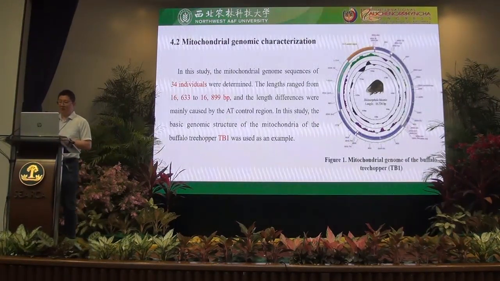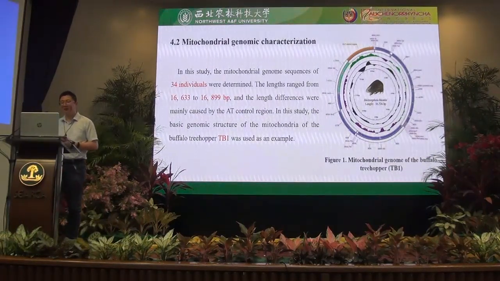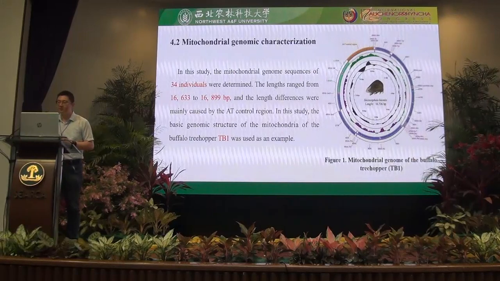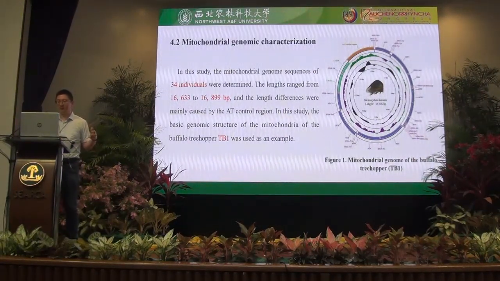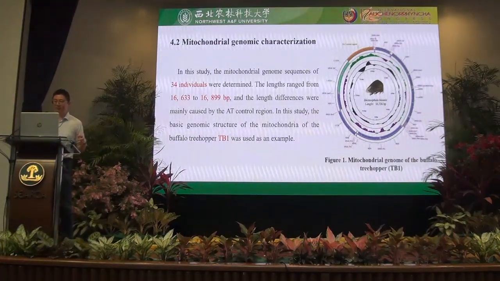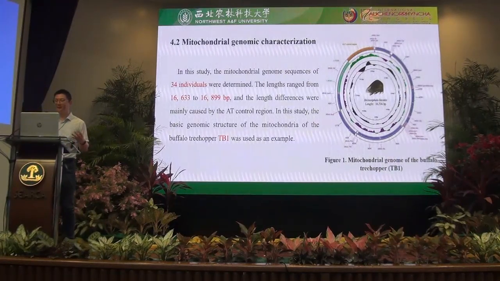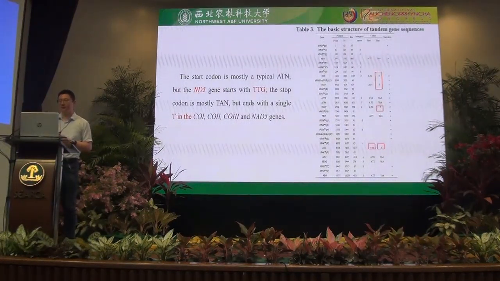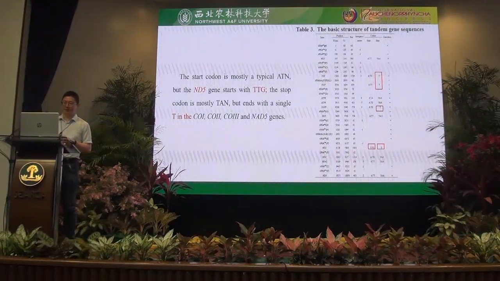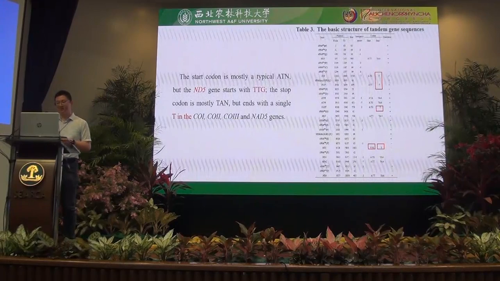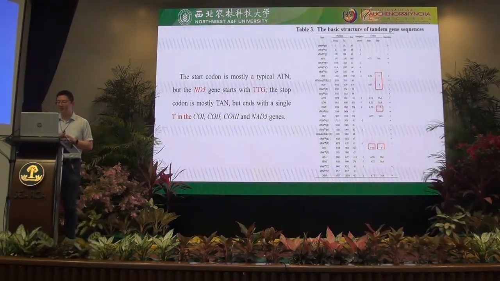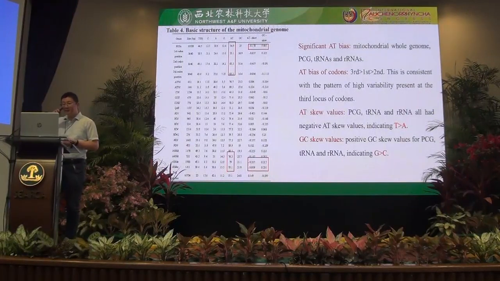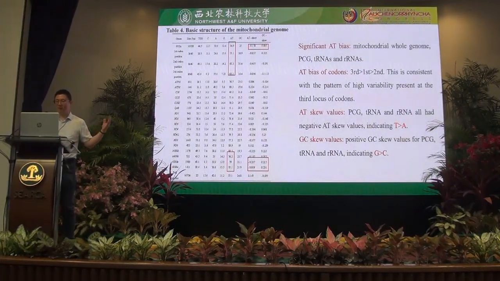So this is the mitochondrial genome characterization. We determined 34 individuals, and the lengths range from 17,633 to 16,899 bp, and the length difference is caused by the AT control region. The start codon is mostly ATG, but the ND5 gene starts with TTG. The stop codon is mostly TAA, but ends with a single T in COX1, COX2, COX3, and the ND5 genes. And this is the basic structure of the mitochondrial genome.